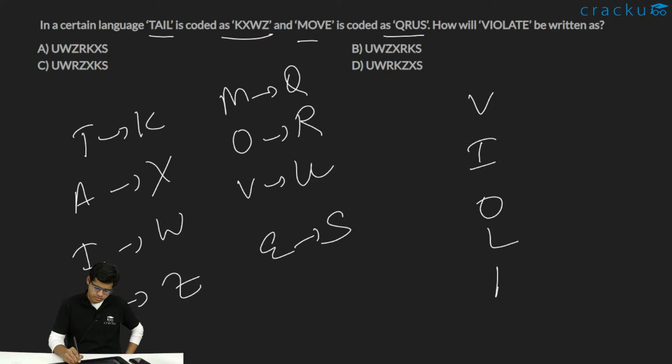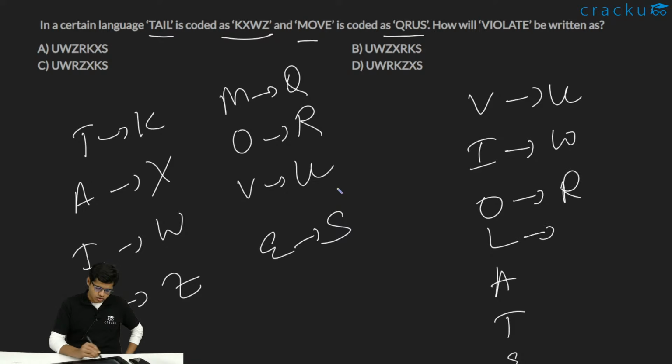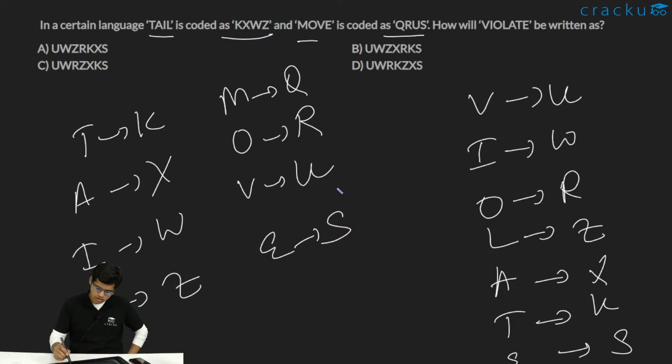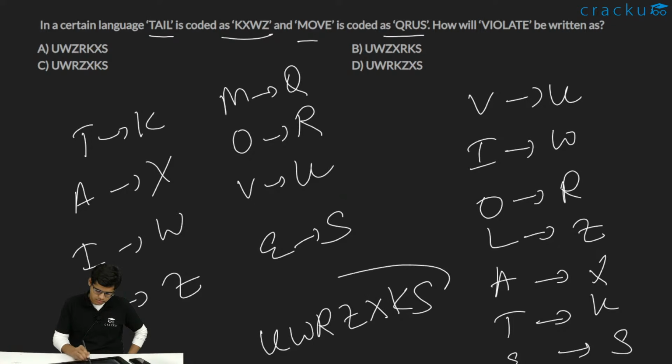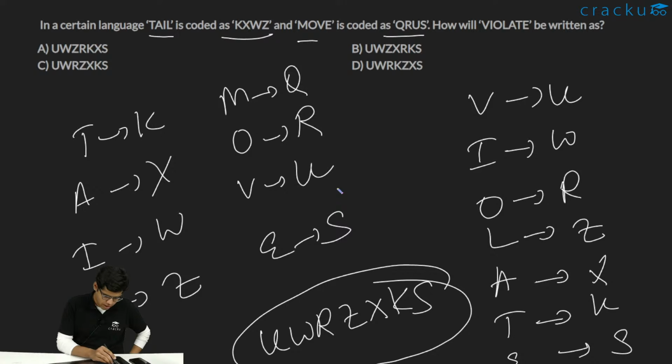So we will use these codes. V is coded as what? U. I is coded as what? W. O is coded as R. L is coded as Z. A is coded as X. T is coded as K. E is coded as S. So the correct answer is U, W, R, Z, X, K, S. Yeah, option C is the correct answer.